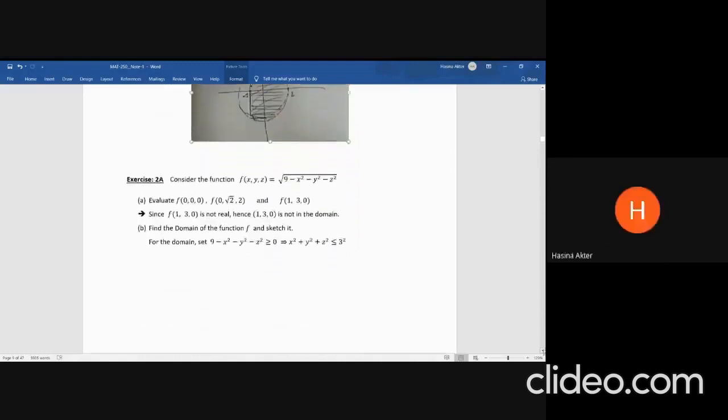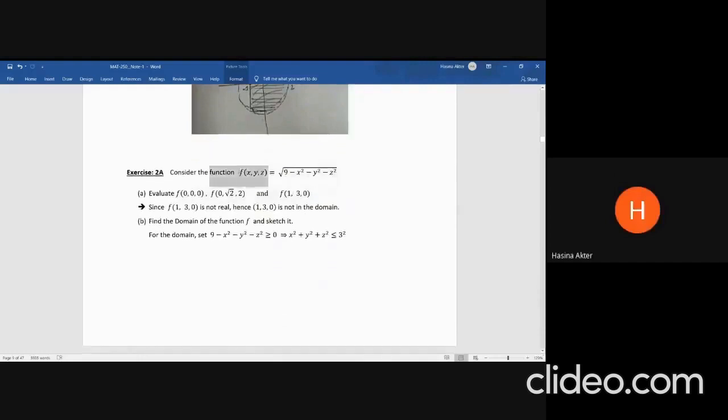Okay, second exercise. It is given as a function of three variables, x, y, z. That means the domain will be three-dimensional. If you try to evaluate this, you have values for these two, but this one is undefined, because you get 9 minus 10, which is the square root of -1. So the output will be i, that means imaginary.